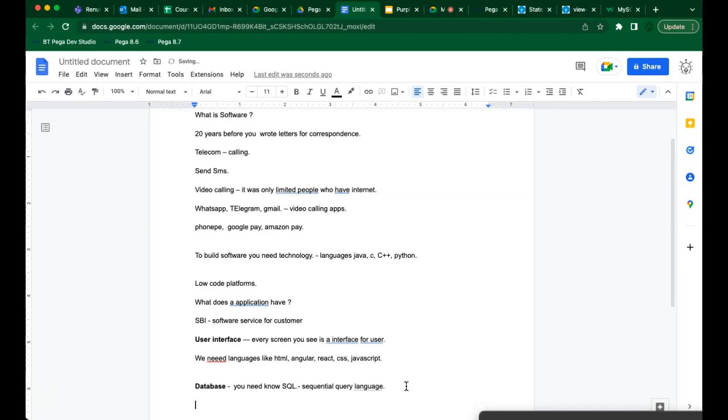And you also need business logic. For example, when you go to SBI and you deposit, for example, 10,000 rupees, and the balance, what should the balance show? For example, if your balance was zero, when you go and deposit 10,000 rupees, shouldn't the balance show 10,000 rupees? That's your gross balance. Who does that?